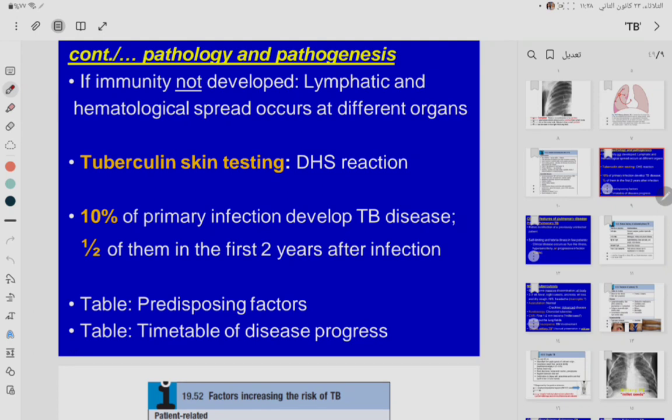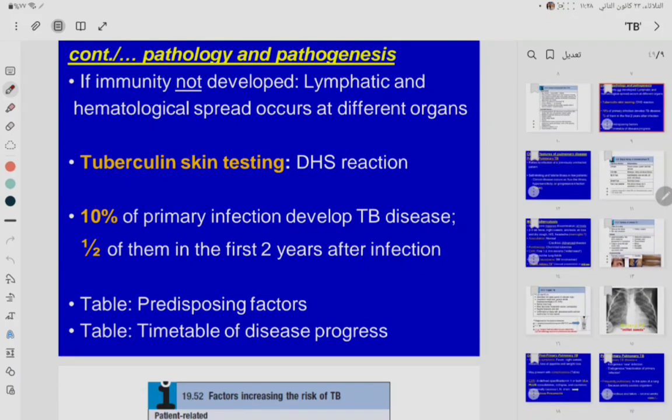If immunity is not developed, lymphatic and hematogenous spread will occur to different organs. When we test for TB, there is the tuberculin skin test, which is a delayed hypersensitivity reaction. It's a type 4 hypersensitivity reaction involving T cells, like contact dermatitis. When we do that, we need to read it at 48 to 96 hours, but ideally 72 hours and above. 10% of primary infections develop TB disease, half of them in the first 2 years after infection.